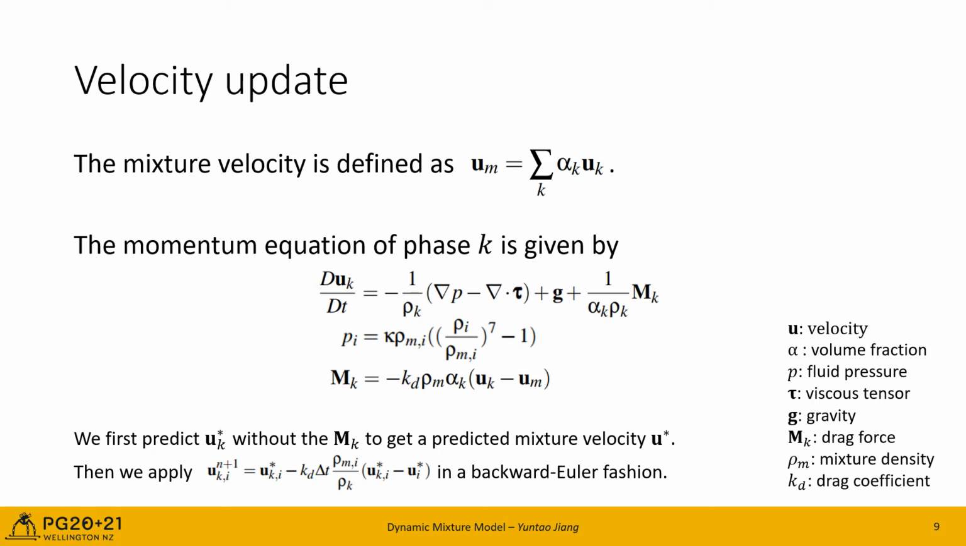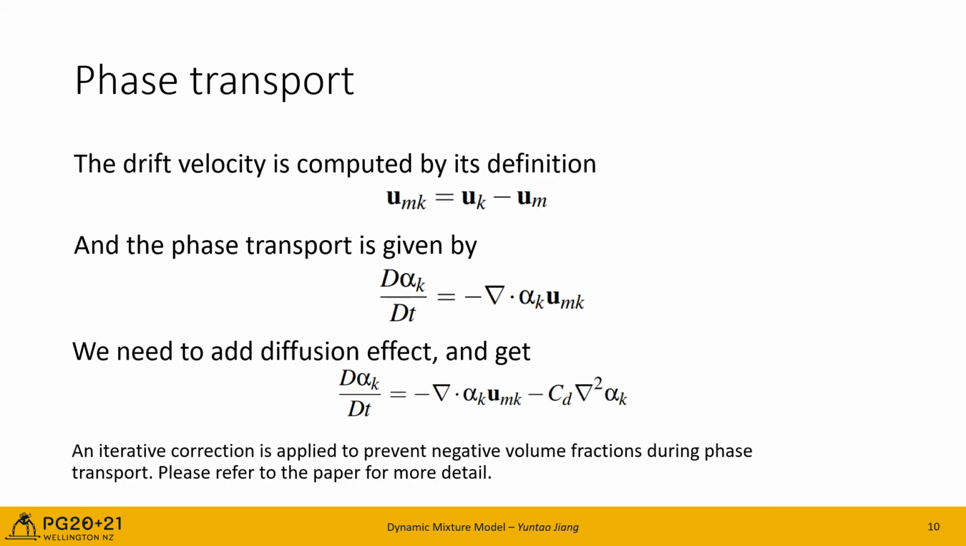To apply the drag force, we predict phase velocity without the drag force to get a predicted mixture velocity. Then we apply the drag force in a backward Euler fashion. After the velocity update, we only need to compute the phase transport.